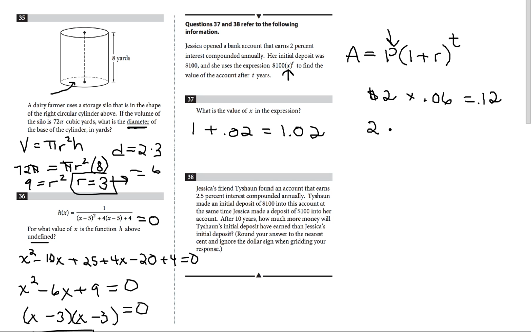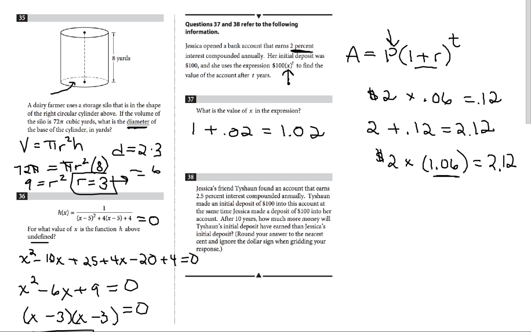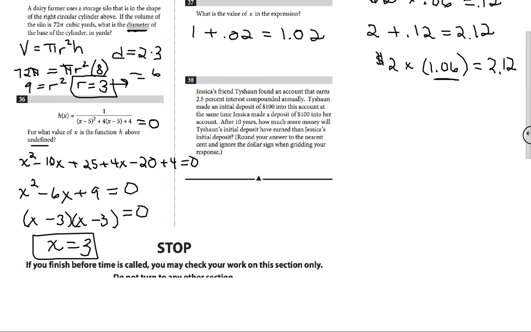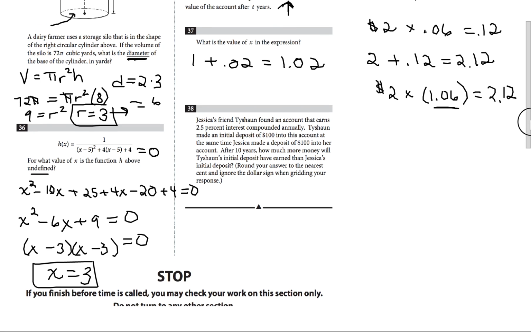So it would be $2 plus 12 cents, which is $2.12. The other way you could have done it is $2 times 1.06, which adds the 2 on there anyway, and you would still get 2.12. When you're given a percent interest, you just add it to the 1, and that's what goes in this spot right here. I don't know if that was helpful or not. You have to have that formula or else you couldn't get the next one right, which is kind of a bummer.